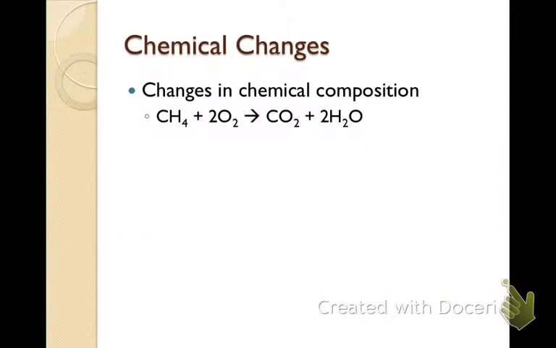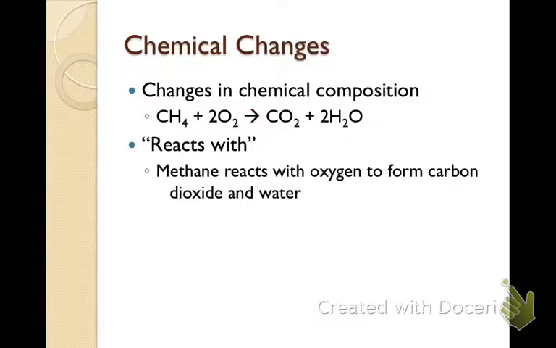Chemical changes, we actually have to change the composition. So let's take a look at this chemical equation. We have a whole bunch of different things going on in here. We have something called CH4, which is methane, O2, which is oxygen. That arrow again means if you mix methane and oxygen, it will produce CO2, carbon dioxide, and water.